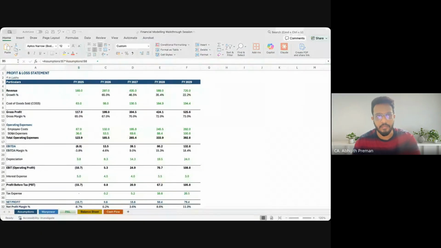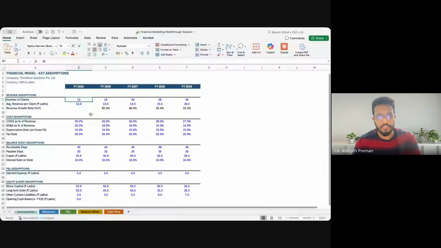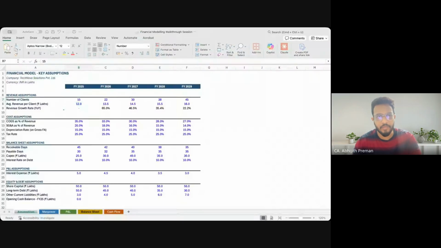If you look at this formula bar, it's B7 into B8. B7 is 15, B8 is 12. So it's 15 into 12. That's how revenue is coming. So that has nothing to do with the payable days or receivable days. That is actually for the balance sheet.